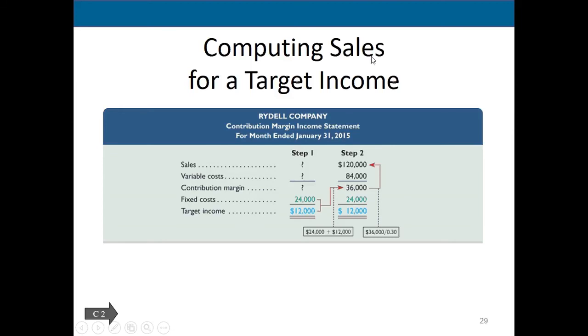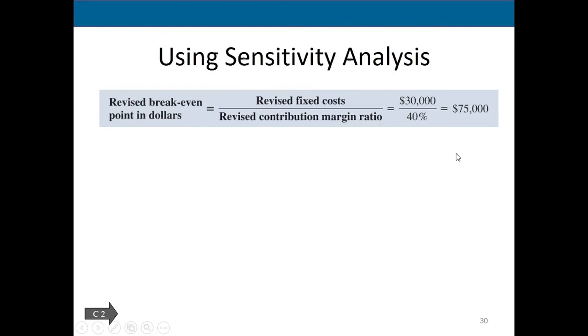So this is just computing sales for a target income. This just shows you how that ends up working out and the fact that it works that way. Why? Because once you add that additional $12,000, you change the number of units and it still works out the same way. All right, sensitivity analysis, kind of the same thing.